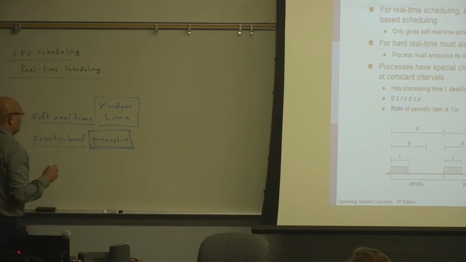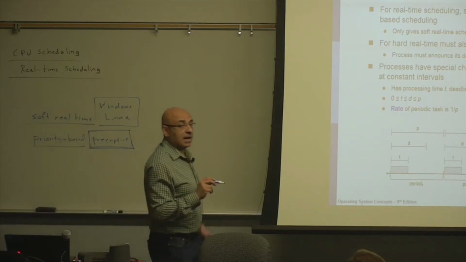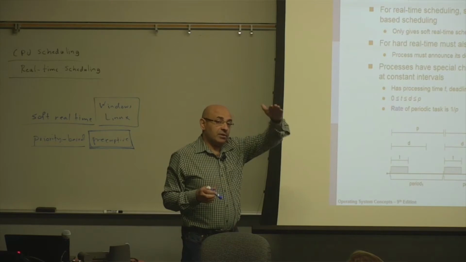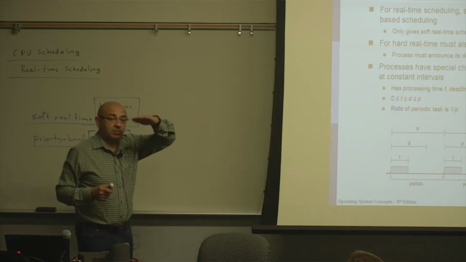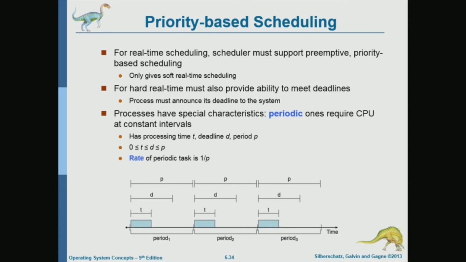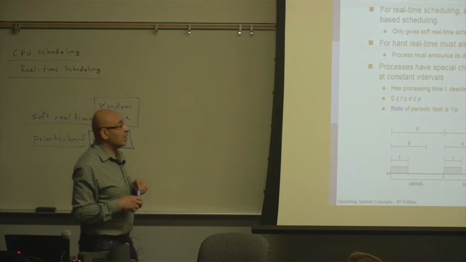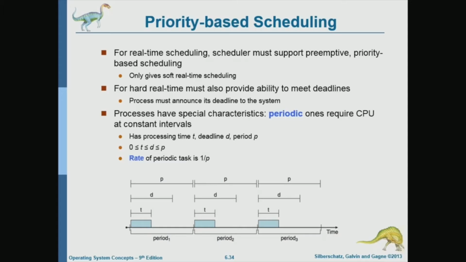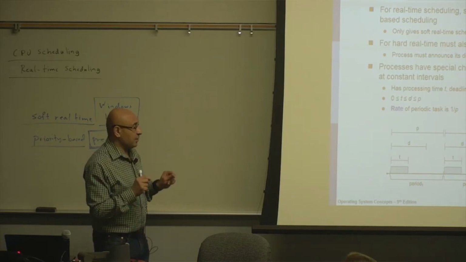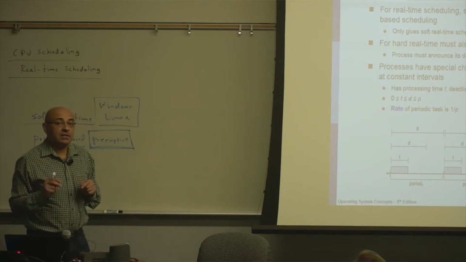And of course, you will need a priority-based scheduling algorithm so that you can put real-time processes at the highest possible priority level in the system. So that's soft real-time. Now, with hard real-time, we will look into a special kind of processes, which are periodic processes. Periodic processes are the processes that have CPU bursts arriving on a regular basis with a certain period. So CPU bursts arriving periodically.